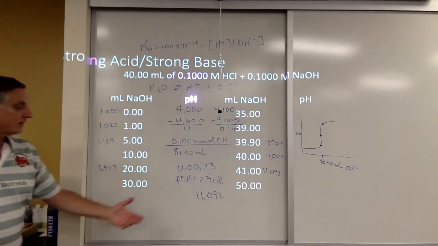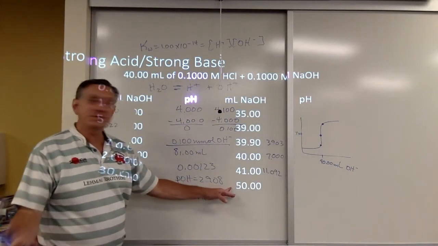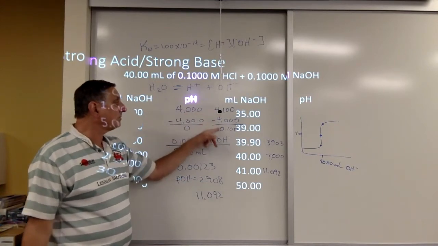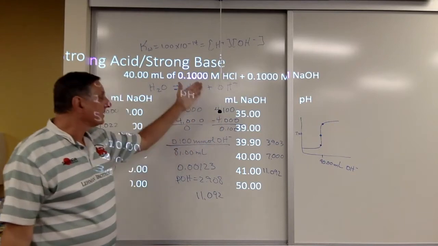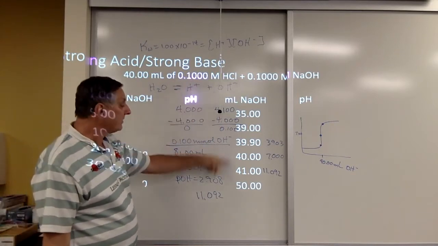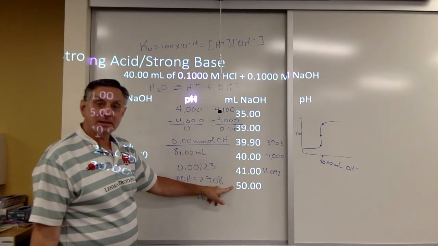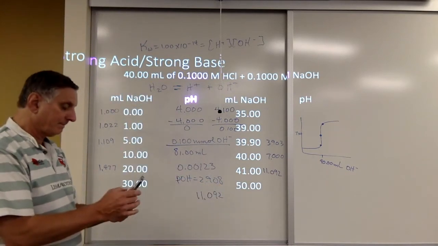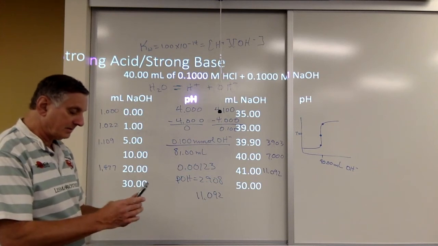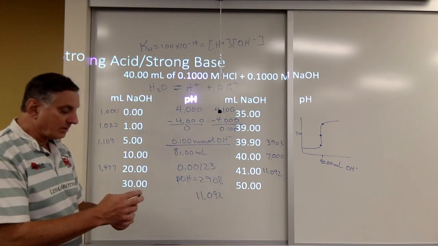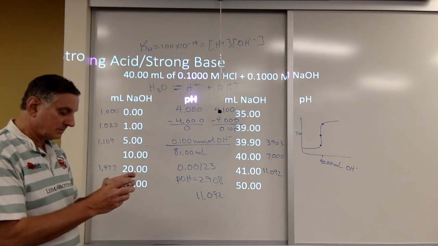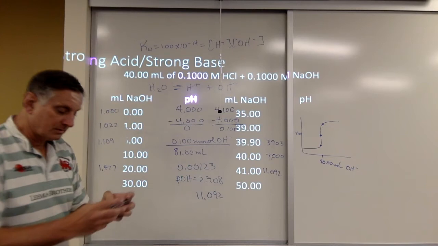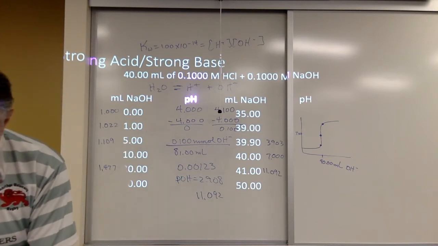And from now on, if we do 50, we can do this in our head now, right? 5 millimoles, we have 1 minus 4, 1 millimole of excess hydroxide. 1 millimole divided by 50 plus 40 is 90. 1 divided by 90 is 0.0111. The pOH is 1.95. And the pH is 12.046.